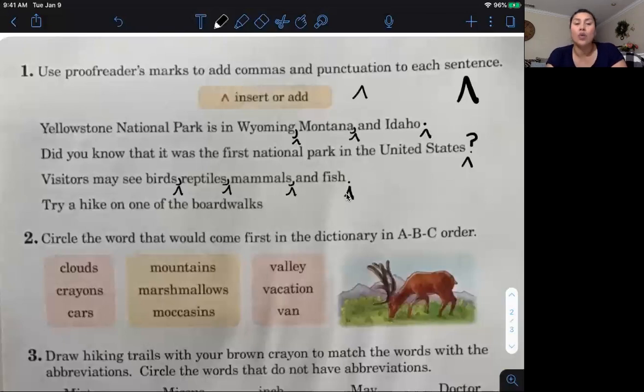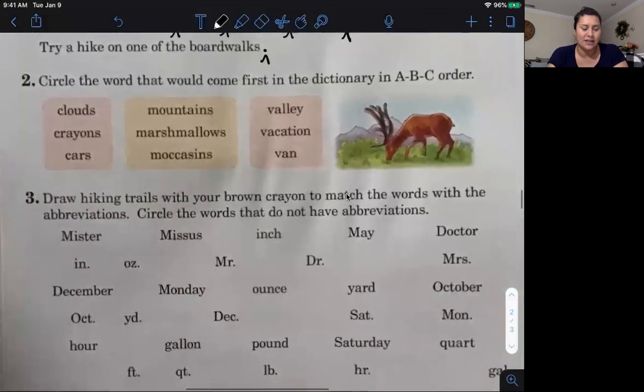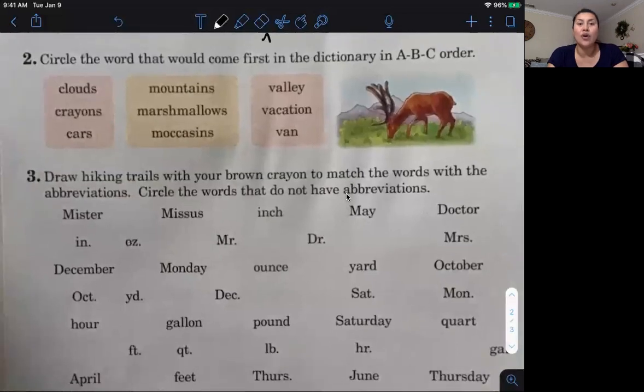Try a hike on one of the boardwalks. Okay, let's add our punctuation because they didn't add it there for us. Good job, friends. All right, circle the word that would come first in the dictionary in ABC order.